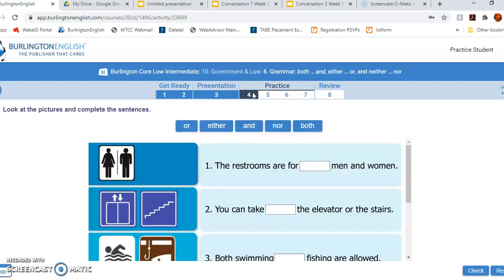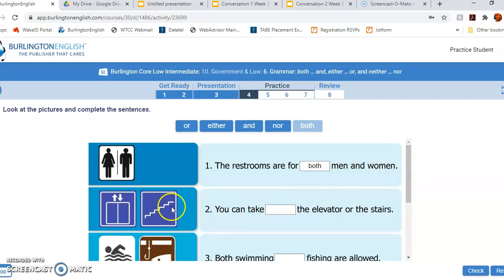Okay, let's just look at each practice so that we see how it works. Look at the pictures and complete the sentences. Okay, this is one where we're going to drag. Okay, the restrooms are for both men and women. That is called a unisex bathroom, or all people are allowed in. That would be like a single restroom.